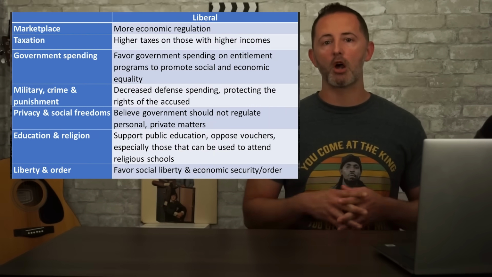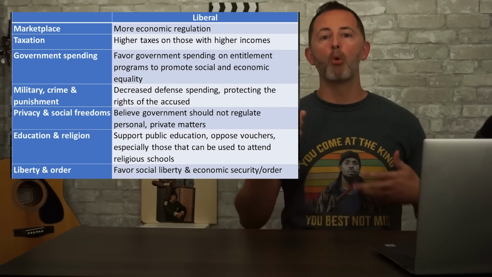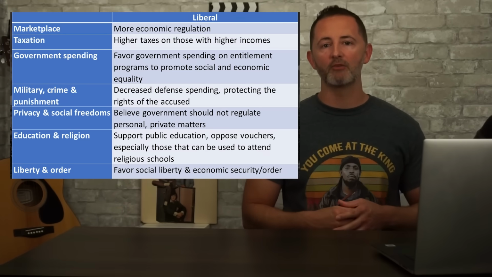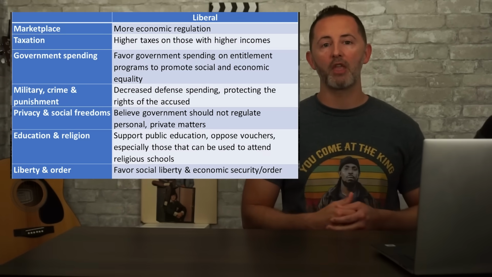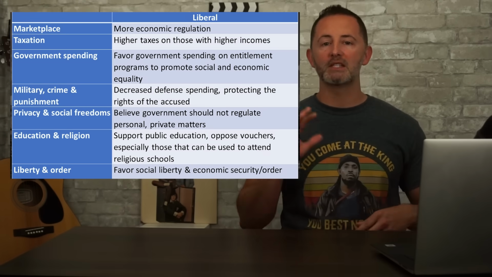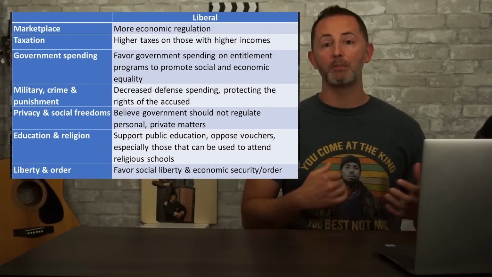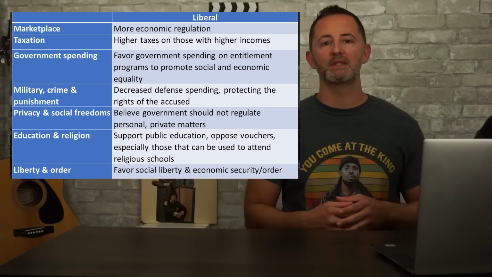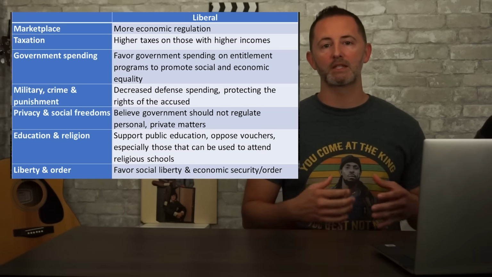Liberals or progressives are basically the opposite. They prefer more economic regulation, higher taxes, and for more services to be provided by governments, especially in areas like healthcare and education. They prefer a smaller role for government in defense and policing, and prefer to protect the rights of the accused in favor of personal privacy like reproductive rights and sex equality.